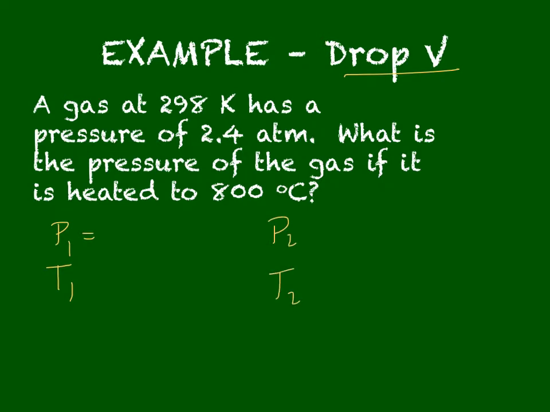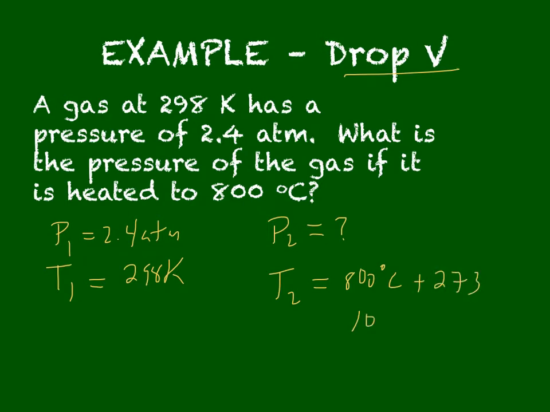So pressure 1 was the 2.4 atmospheres. The temperature 1 was 298 Kelvin. And then it says what is the pressure of the gas? So I don't know what that is. If I heat it up to 800 degrees C, now that's degrees C, I need to make sure that it's in Kelvin. So I'm going to go ahead and add my 273. That brings me to 1073 Kelvin.